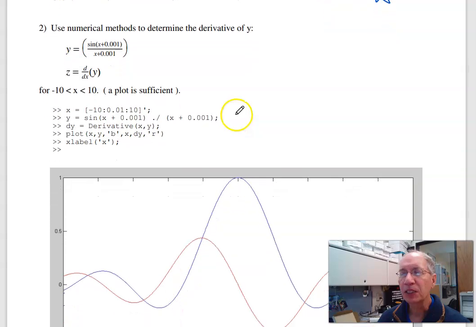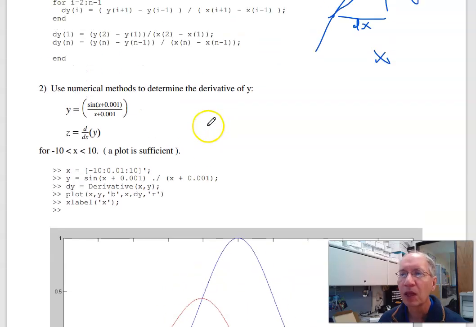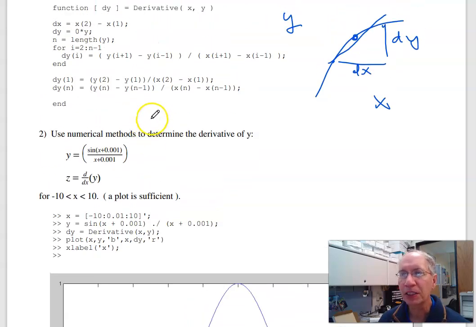So problem 2 says, let's use numerical differentiation to find the derivative of a function. So here's a function, sine of x over x, plus 0.001. When you take calculus, you'll be able to find this by hand. Now, using Matlab, even if you don't know calculus, you can still find the derivative using numerical techniques. The first trick is to come up with a function. I pass x and y, and it finds the derivative at any given point using this algorithm. The oddities are the endpoints.